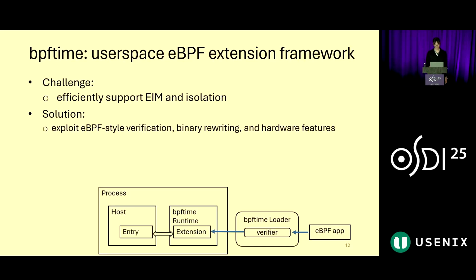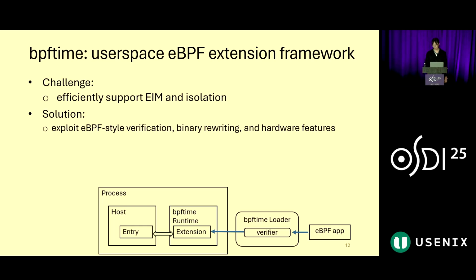In the next part, I will introduce our new userspace eBPF extension framework called bpftime. Our goal here is to efficiently support EIM and isolation for userspace extensions. Now you might ask, can we just use existing frameworks like WebAssembly extension frameworks to enforce EIM policies? You can try to implement EIM on them, but unfortunately, as we discussed in previous work, current frameworks use heavyweight technologies for safety and isolation, which introduce significant performance overhead. So our solution is a new design that combines verification, binary rewriting, and hardware features to enable efficient intra-process extensions.